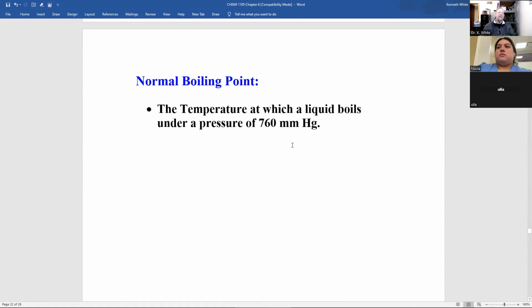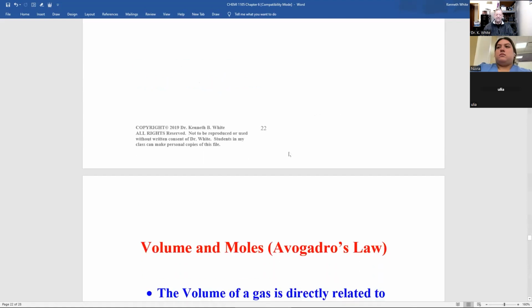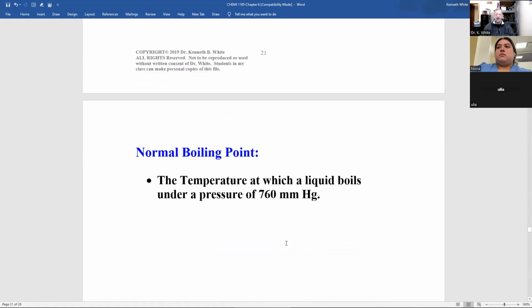Now, normal boiling point is the temperature at which a liquid boils at 760 millimeters of mercury, which is sea level. All right, but I will ask you to know the following.